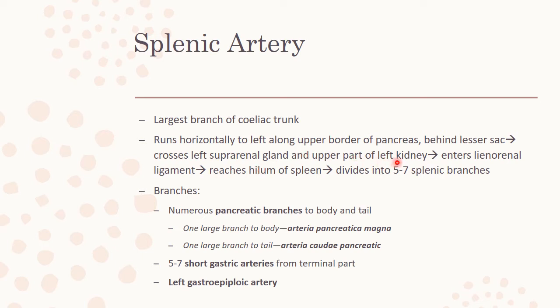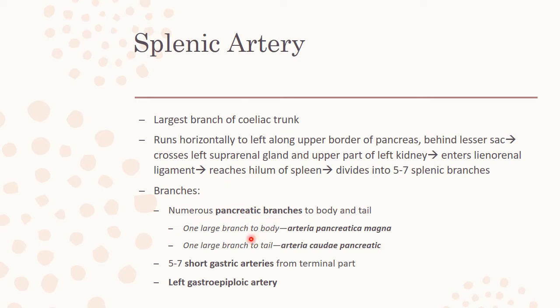It crosses the left suprarenal or the adrenal gland and the upper part of the left kidney, and then it enters into the lienorenal ligament, which is a ligament connecting the spleen to the kidney, and then it enters the hilum of the spleen and divides into 5 to 7 splenic branches which ultimately supply the spleen.